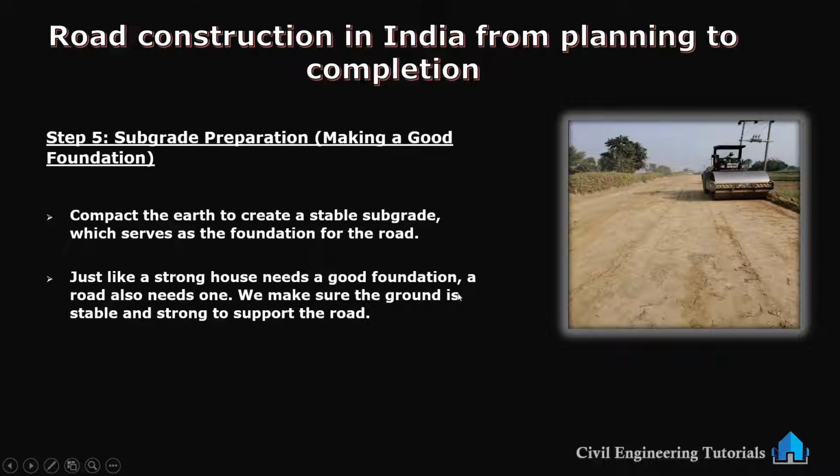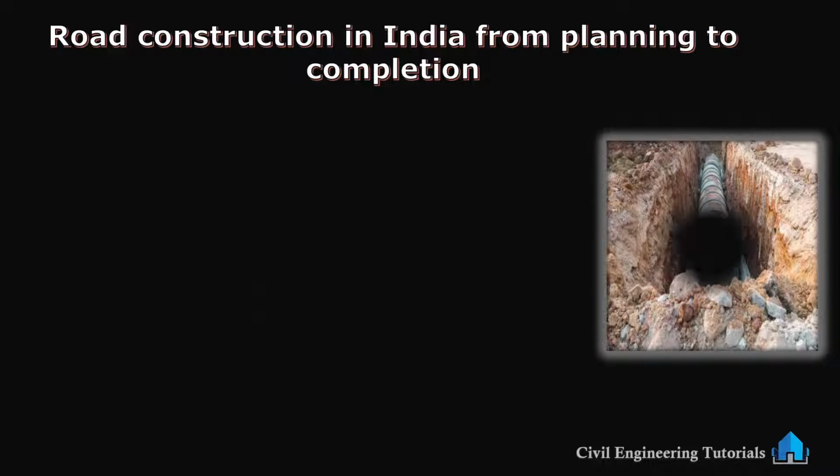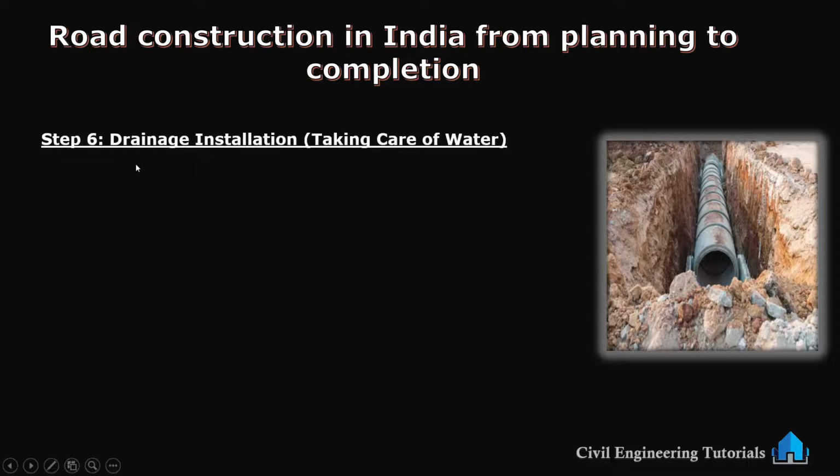Just like a strong house needs a good foundation, a road also needs a good one. You make sure the ground is stable and strong to support the road. So we have to make the good foundation. Foundation should be strong. Now drainage installation, step number 6 means taking care of water.